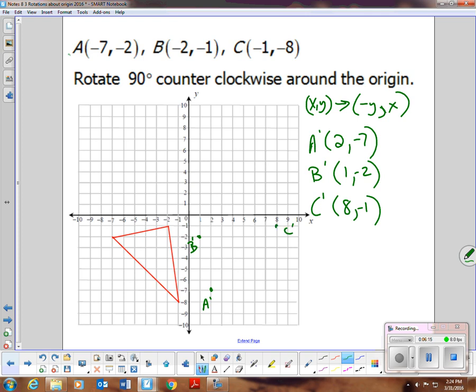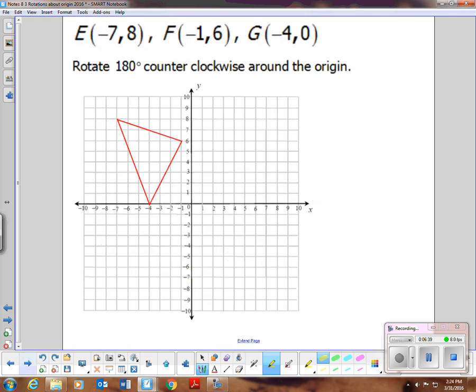That's C prime. And so when I connect those, remember I want you to use your straight edges to make sure you have good points. And so even here, negative 7, 2, this was A, this was B, and this was C. And this is a 90-degree rotation. So this whole figure rotated 90 degrees. So this will move 90 degrees here, and this will move 90 degrees there.